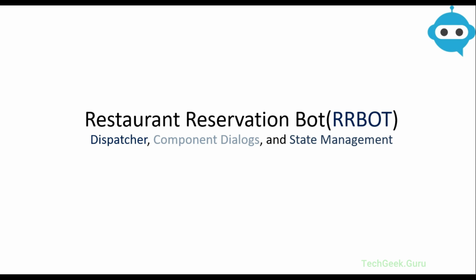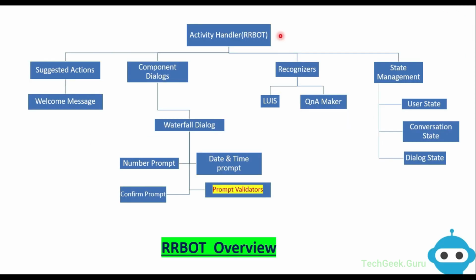We will start building our restaurant reservation bot by updating our main dialog activity handler and turning it into a dispatcher to route incoming activities to one of the underlying component dialogs. As you can see in the tree structure diagram, we are going to name our activity handler RRBot. This is currently named EchoBot. Our activity handler will contain some components under it. These components will be suggested actions and types of activities. We will have different component dialogs under the activity handler. We'll have recognizers, and we're also going to manage our bot state. So we will have some state management objects initialized under the activity handler.